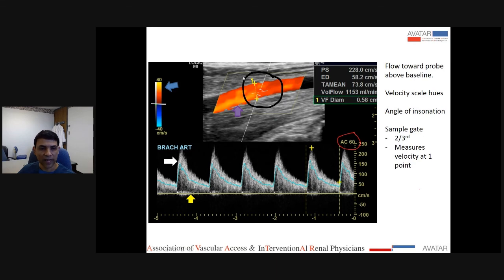The area that is circled in black is the area that is being interrogated. So here you have a gate, and what it's telling us is that the machine is interrogating the velocities only in the area between the gate.